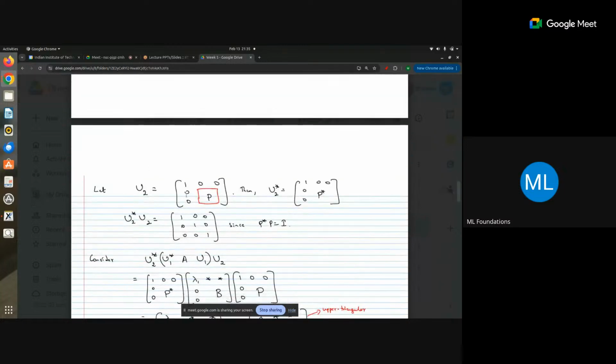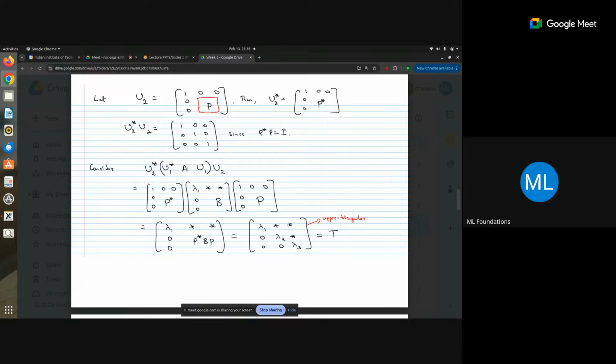So now u2 will be equal to, let's say, 1 0 0 0 P, and u2 star is this 1 0 0 0 P star. So you'll get that. What does P star P equal to I mean? P is a unitary matrix, right? Or you can say it another way, that is also another case.